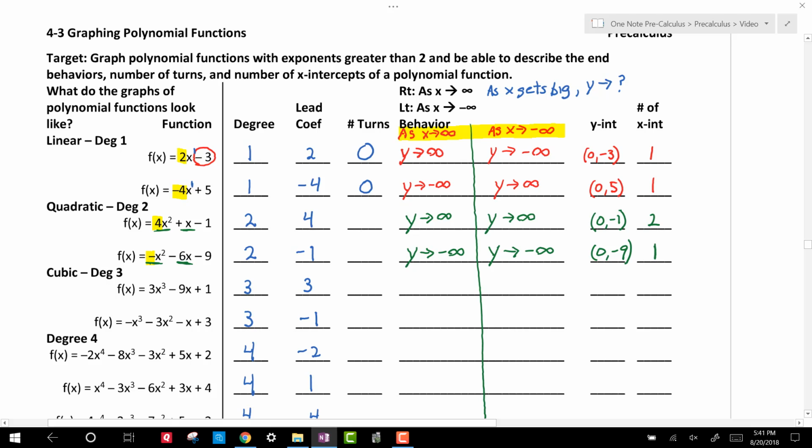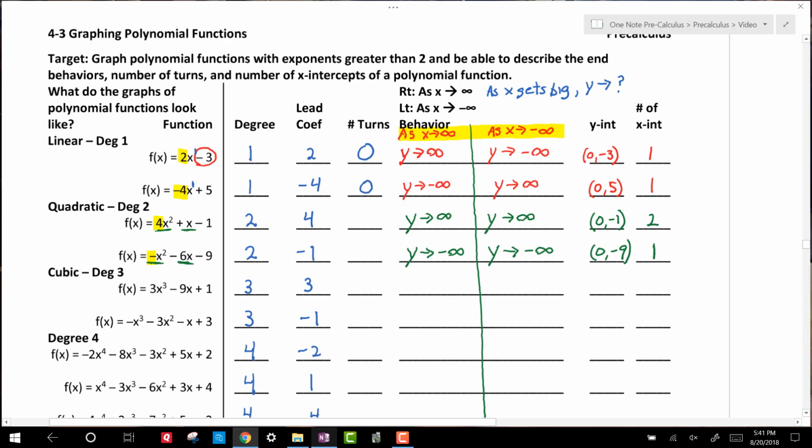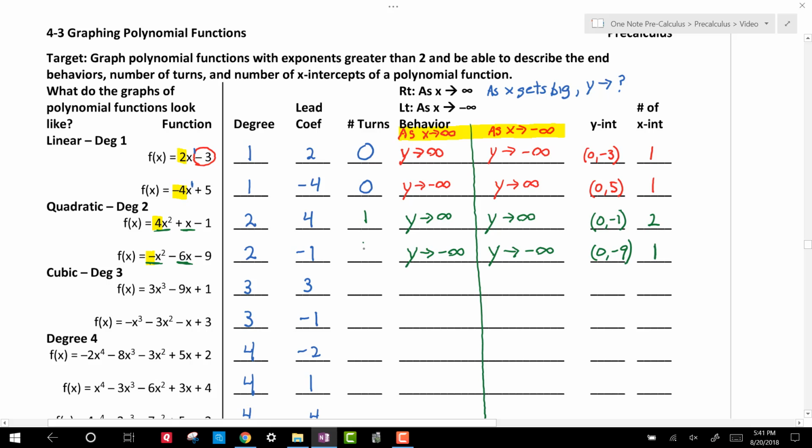All right? The number of turns, we didn't talk about that, I missed that. So if you look at those graphs, both of them turn exactly one time. It comes up from the left on the orange graph, and then it turns and goes down. The green graph comes down on the left, turns and goes up. So each of those graphs has one turn.